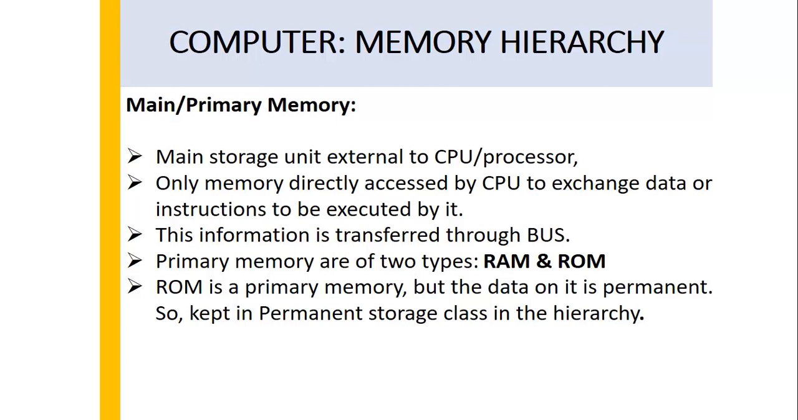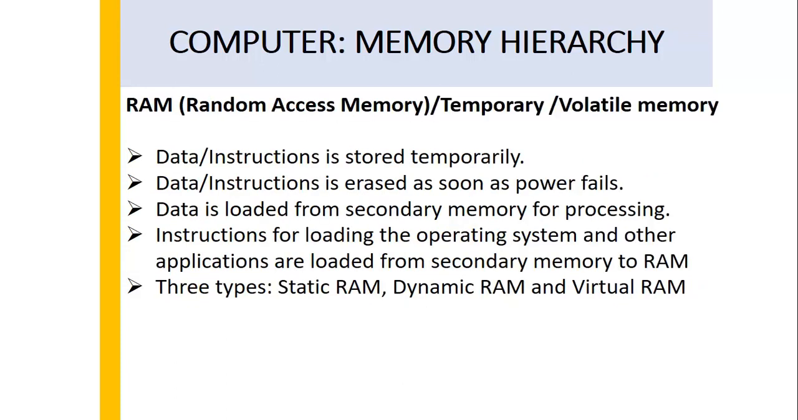ROM is a primary memory, but the data stored on it is permanent. That's why in the hierarchy, if you remember, we put it in the permanent memory category and not along with the RAM. RAM is random access memory, also called temporary memory or volatile memory. Why is it called volatile? Because its data is never stored permanently. Data and instructions are stored temporarily on it, and erased as soon as the power fails or we switch off the computer.